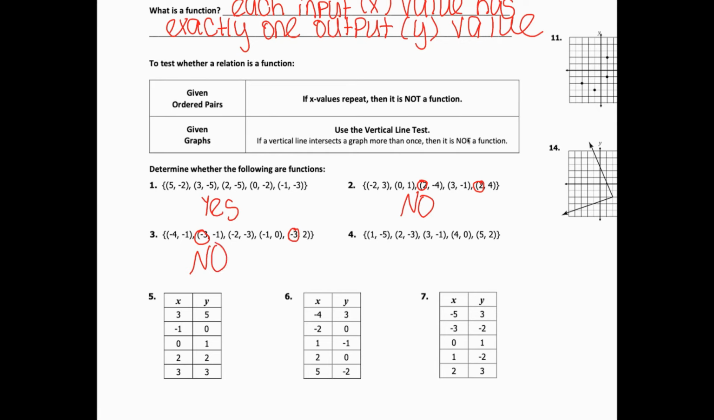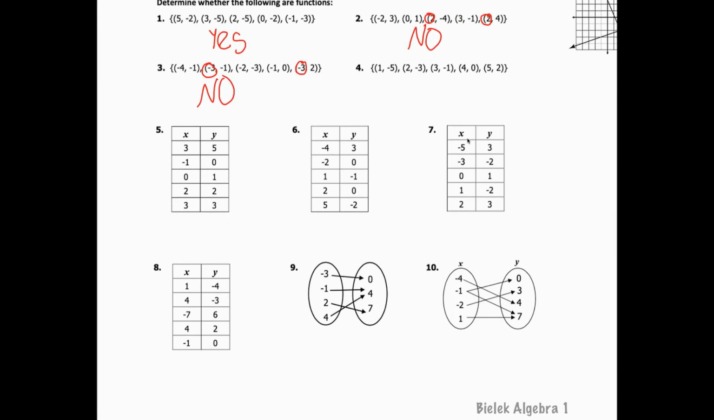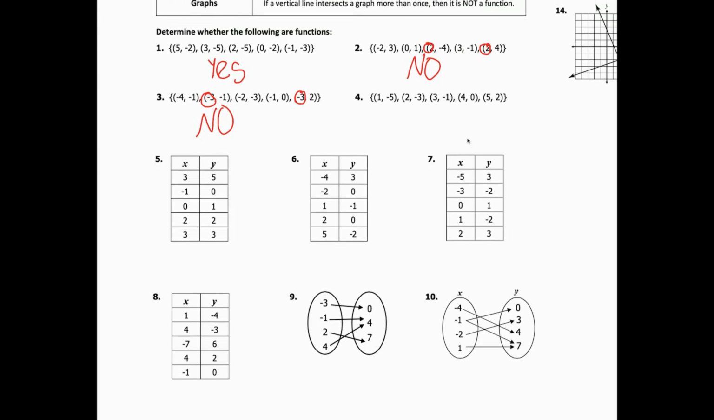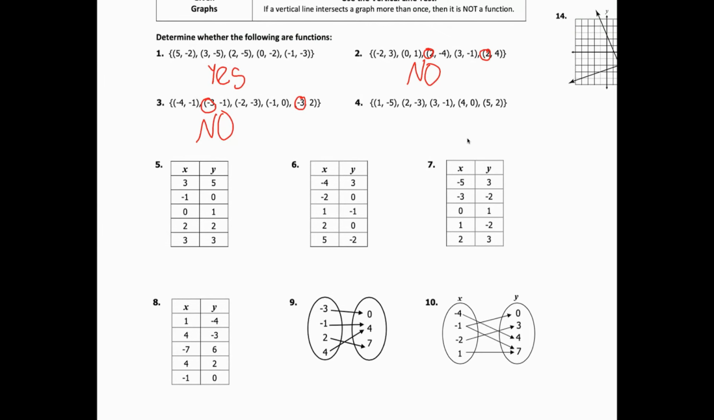And I'll let you try 4 on your own and check your answer on Classroom. And then I'll do some of these with you. So I'll do the odds with you. On number 5, we just want to check the x values. So I do see a repeating value, so that's a no. Number 7 looks good, so that's a yes.